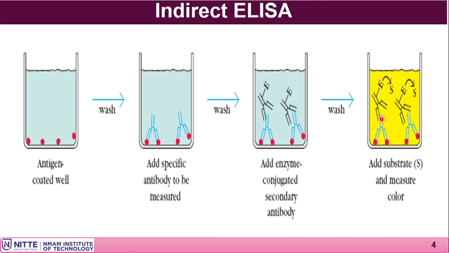This indicates that against a particular antigen, the patient is producing the antibody. One can detect the antibody in the patient's serum by using this technique, and hence it is called indirect ELISA.